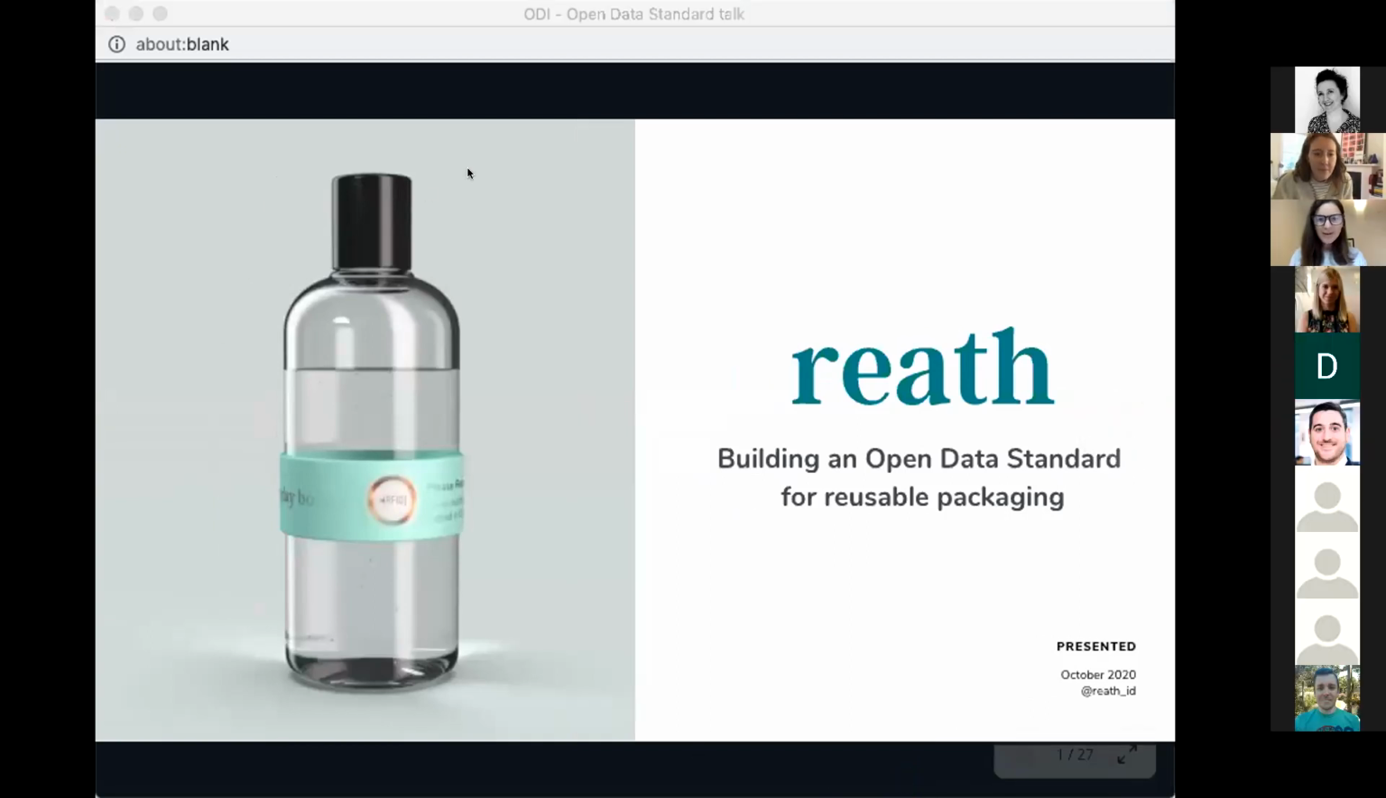Great. So, hi, everybody. This is really exciting. My name is Claire. I co-founded a company in 2019 building an open data standard for reusable packaging.